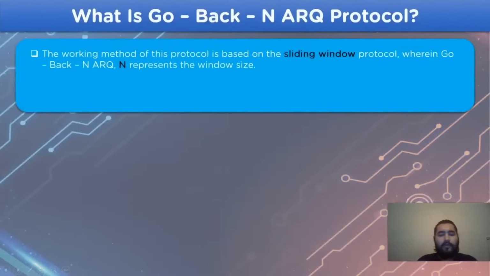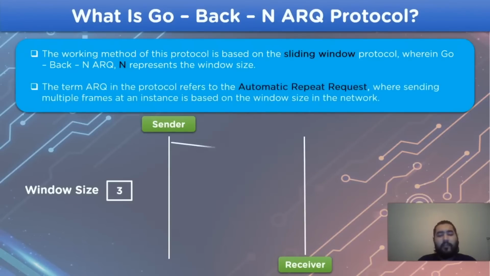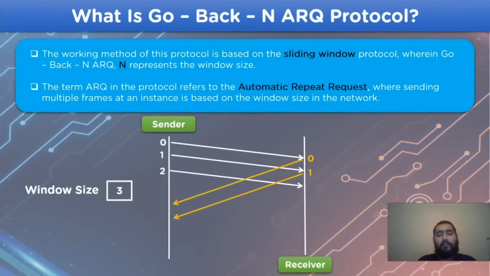Now let's look into some information about the Go Back N ARQ protocol. This protocol applies the sliding window method for transmission of data in the network channel, where N in the protocol refers to the window size assigned in the network model. The term ARQ in the protocol refers to automatic repeat request, which means the sender side will send multiple data frames to the receiver side according to the assigned window size, and only after it receives an acknowledgement from the receiver side will it continue to send the frames from the sender side.